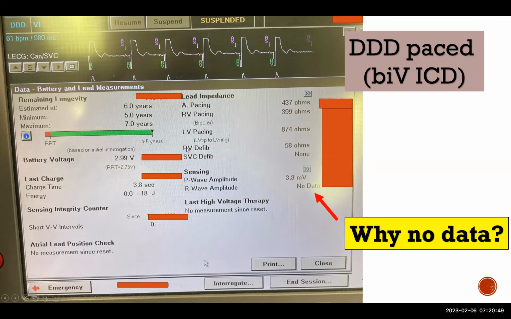And then the shock impedance or the RV defibrillation impedance is 58 ohms. You see here that there is an SVC defibrillator impedance and it says none. That's because there are two types of defibrillator leads. There are leads that have a single coil, meaning that there is just one shocking coil at the end of the lead. And then there are leads that have a shocking coil at the end and a second shocking coil that is a couple of inches proximal to it, usually ending up in the SVC or the innominate vein.